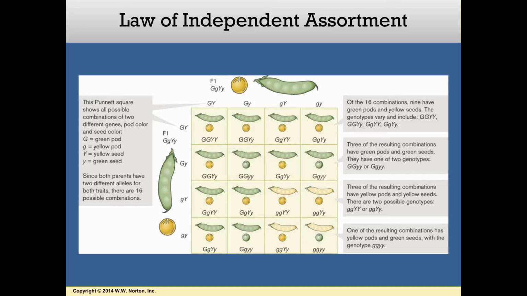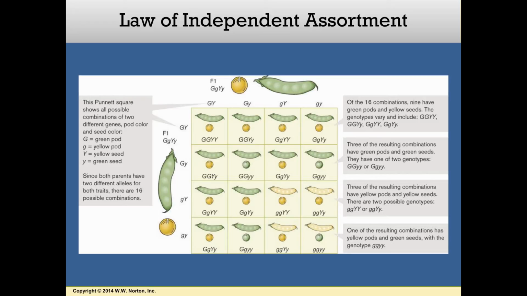Each has an equal chance of being produced, resulting in 4 possible combinations of genes in the gametes: big G big Y, big G little y, little g big Y, and little g little y. The same applies for the plant on the left of the Punnett square. Now when these gametes are combined together in all possible ways to produce zygotes, the resulting baby plants will have the genotypes shown on the Punnett square and a 9:3:3:1 ratio of phenotypes.